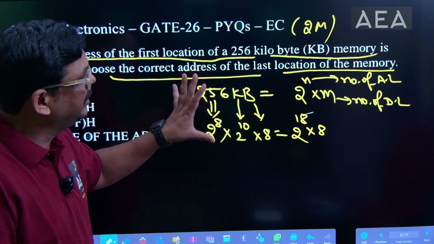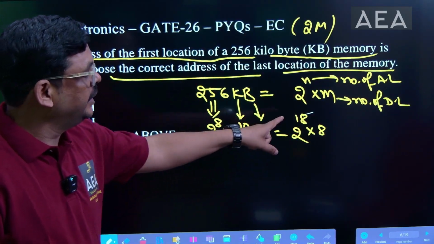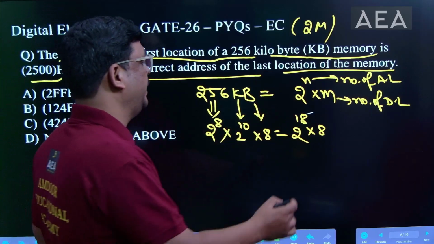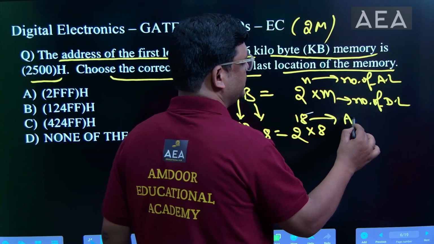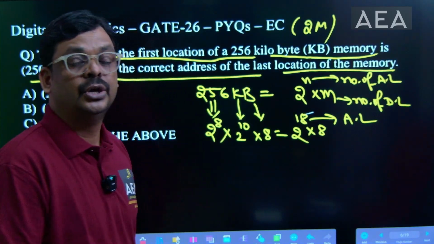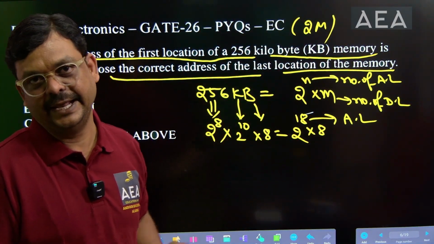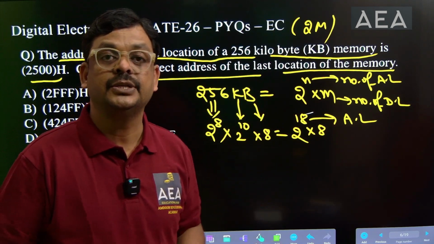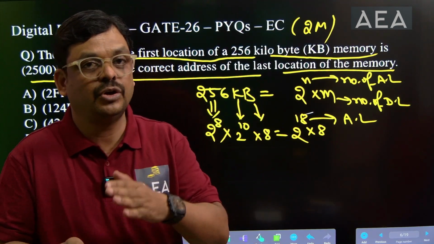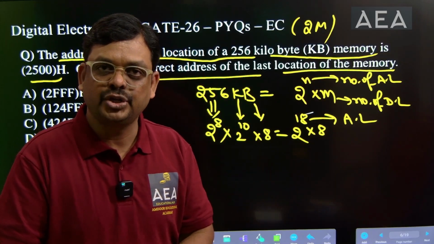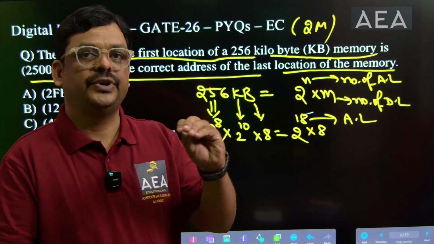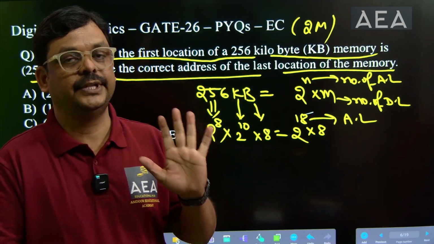So based on the standard representation, this memory requires a total of 18 address lines. Using 18 address lines, identify the starting address and ending address. How to write the starting address? In semiconductor memories, we always have to use binary data representation. Just enter 0 for the starting address and 1 for the ending address.